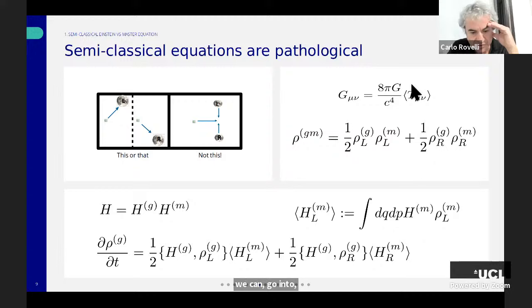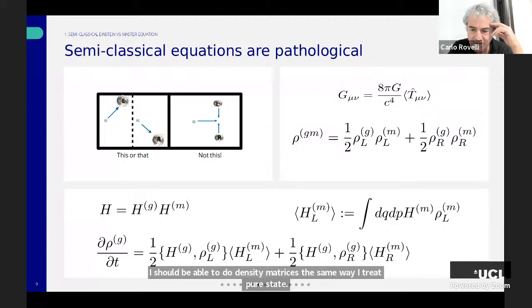Sure. Let me just say that if I take this as an expectation value, where I take the trace of the stress energy tensor with the density matrix, which is what we mean by the expectation value, then if I have a statistical mixture, I will get something which looks a bit silly. You can say that I only do it when I have pure states, but one of the things I would say about any theory is it should be linear, and I should be able to treat density matrices the same way I treat pure states. It shouldn't know whether I have a density matrix or a pure state. But we can discuss this in more detail in discussion.